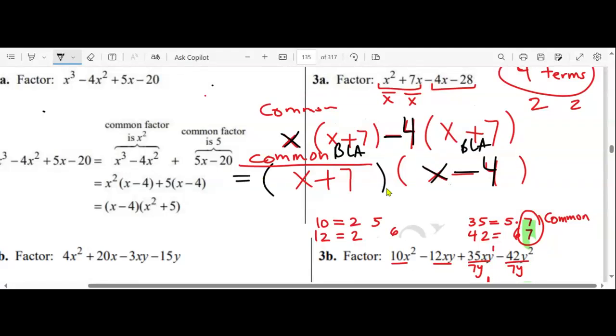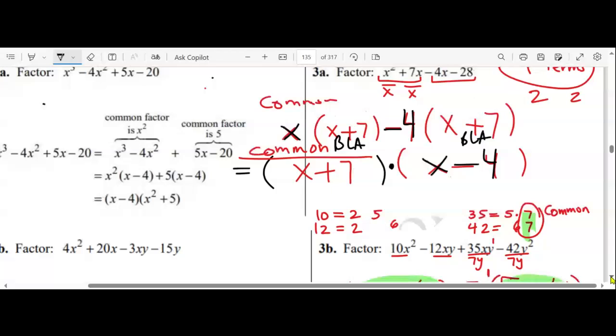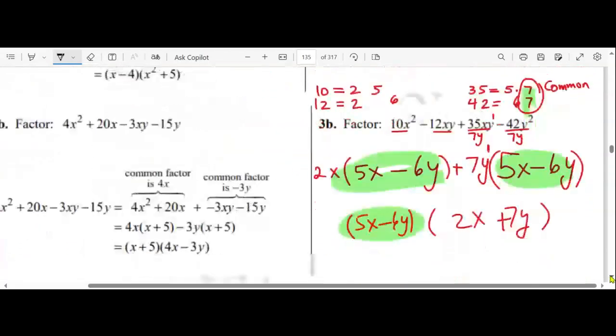And if you multiply this together, it should give you the original one. Is this clear? Yes? Yes? All right, let's go to the next one.